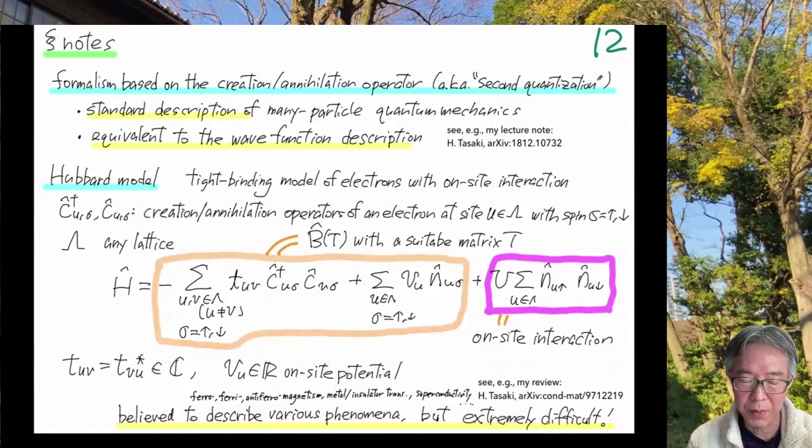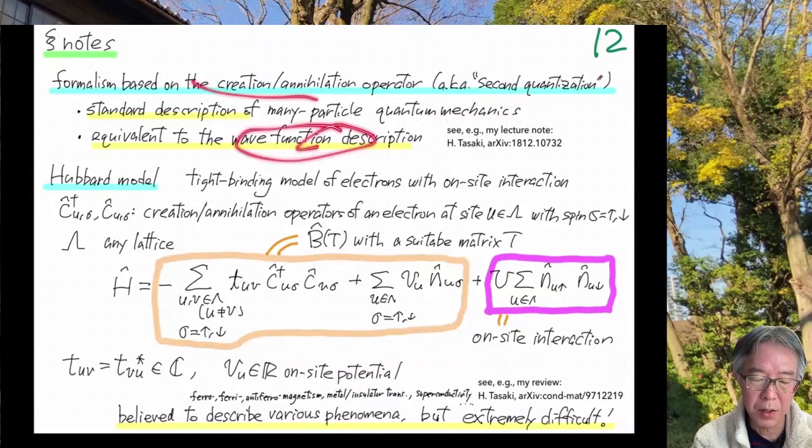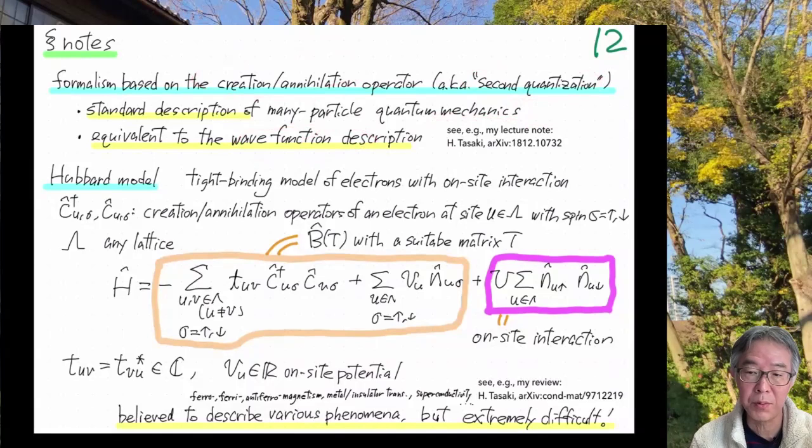This is just equivalent. And if you're interested in this formalism, then I recommend you look at my lecture note on arXiv, where I carefully discuss the relation between the usual wave function formalism and this creation annihilation operator formalism. And there I derive these canonical anti-commutation relations based on some assumptions. Okay, but of course you don't have to care. If you don't care, that's okay. But here's a good reference.